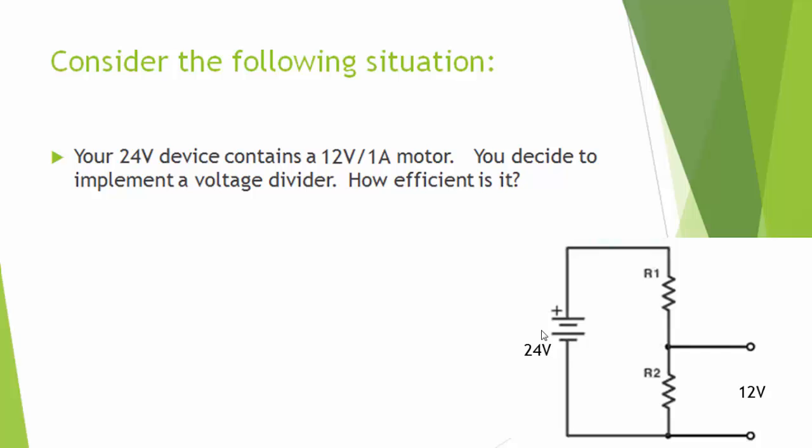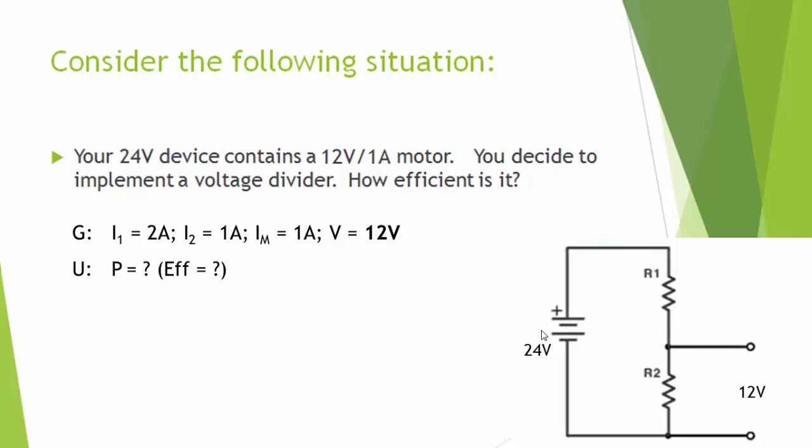Okay, so let's try to calculate the efficiency of this then. If we sit down and use Kirchhoff's laws to figure out the current going through the devices, I think if you give it a little bit of thought, you'll pretty quickly figure out that the current through R1 is going to be 2 amps. Then we hit the voltage divider, and half of that current goes to R2, and half goes to our device, our motor. So we've got 1 amp going through the motor, 1 amp going through R2, and 2 amps going through R1.